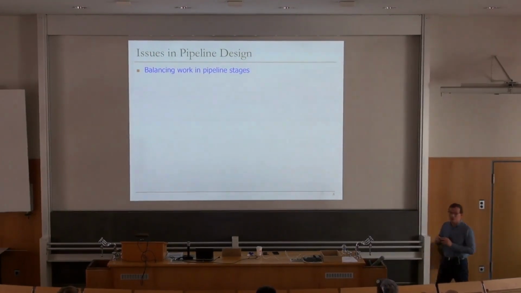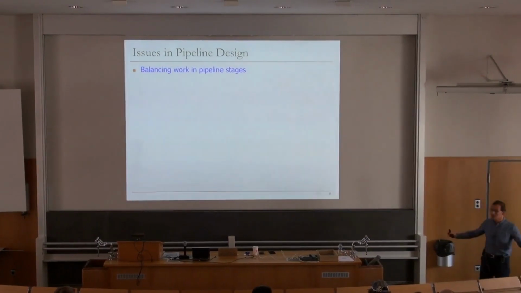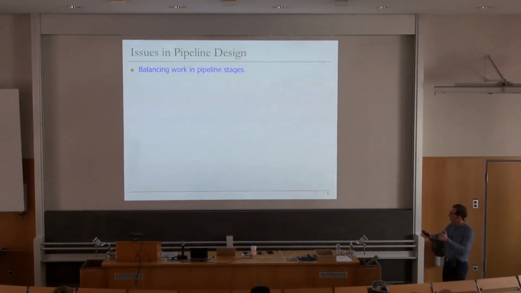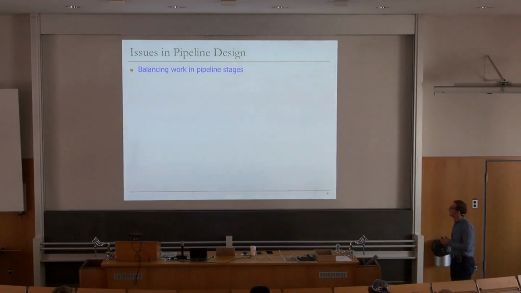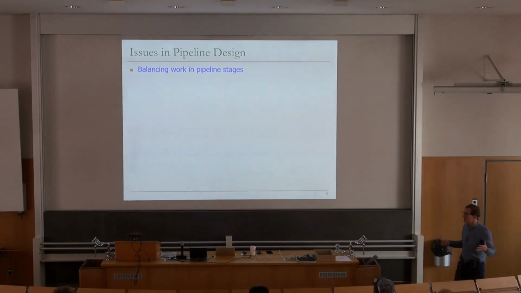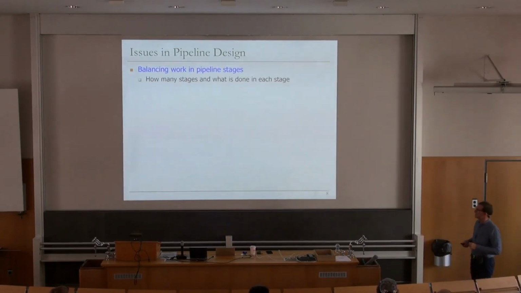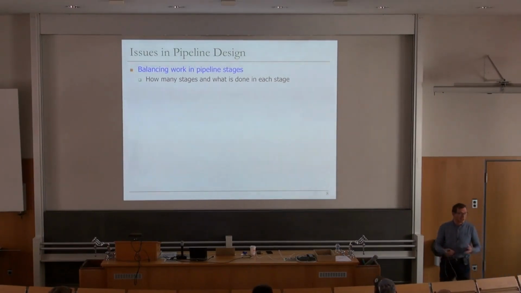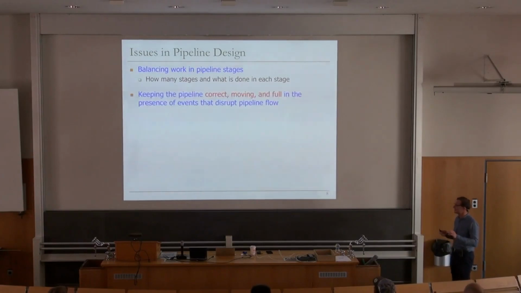There are a bunch of issues when you're designing a pipelined processor. You will realize that when you're doing the lab, or you may have realized that if you've done the labs in the past, right? Basically, you need to balance work in pipeline stages. We're not going to talk about that. This basically tries to equalize the work such that you can maximize the efficiency of the pipeline. How many stages do you have? What is on each stage? We're not going to talk about that. That's very interesting, but a lot of these things are relatively well known right now.